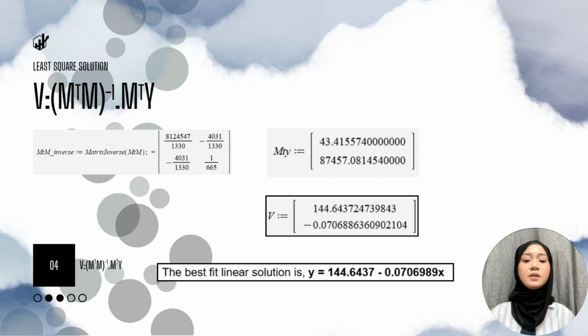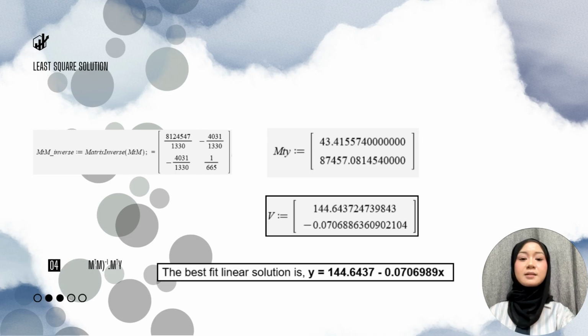The resulting coefficient values are A equals 144.6437 and B equals negative 0.0706989. By substituting these coefficients into the linear equation, the final best fit linear curve is obtained, which is y equals 144.6437 minus 0.0706989x. This equation represents the linear approximation for Malaysia's inflation rate data and describes the best fitting curve using the least squares method.